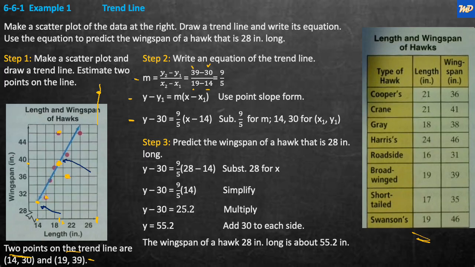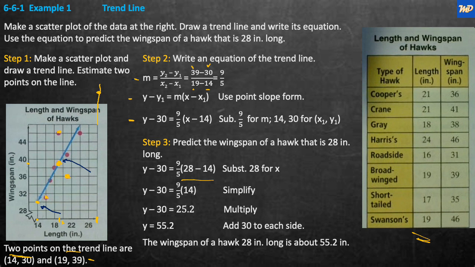Let's predict the wingspan. So we put y minus 30, right? We know this equation is equal to 9/5 times 28 minus 14. So we're going to substitute the 28 for x. That's the value we want. We're trying to find the 28. And then we're going to simplify this side. So 28 minus 14 is 14. So 9/5 times 14. And when you do that, you're going to get y minus 30 is equal to 25.2.